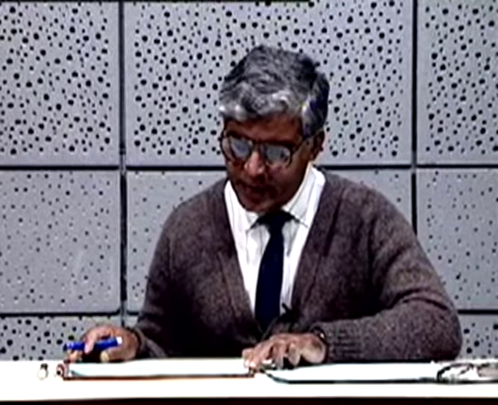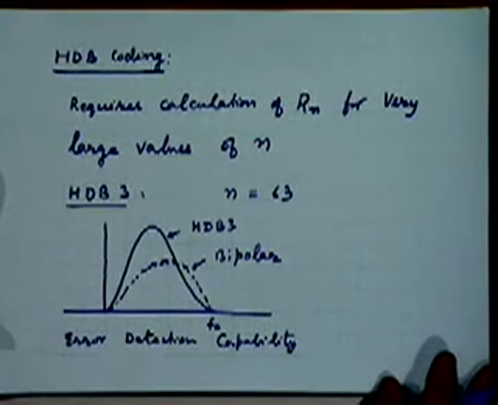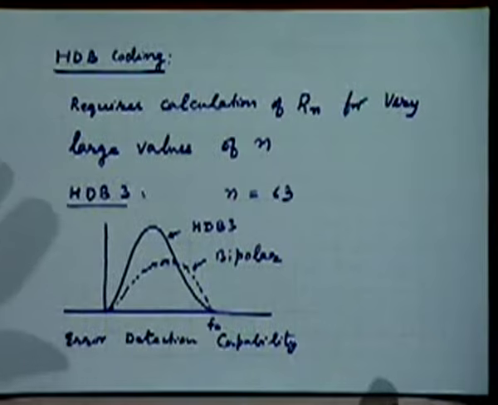We said that one can do the spectral analysis of HDB coding also in the same way that we have done for the other cases. However, in this case it turns out that one has to evaluate a considerably large number of the coefficients Rn's to be able to evaluate the power spectral density function, because in all of the previous line coding schemes it so turned out that only a few of these coefficients were non-zero, and they became zero very fast after 1 or 2 or at most 3 coefficients, right?